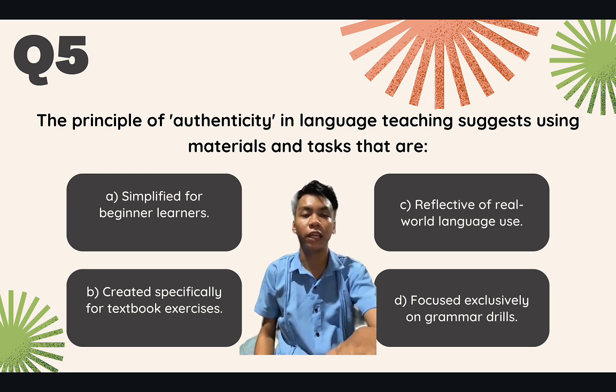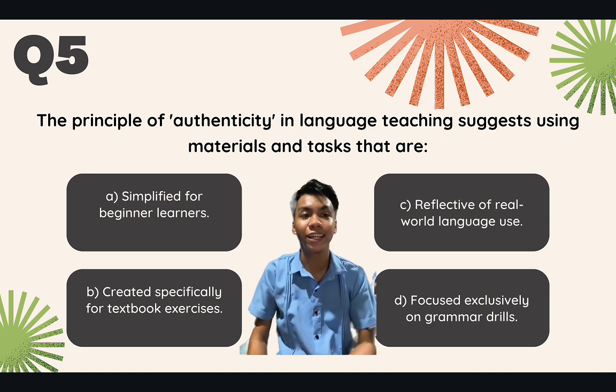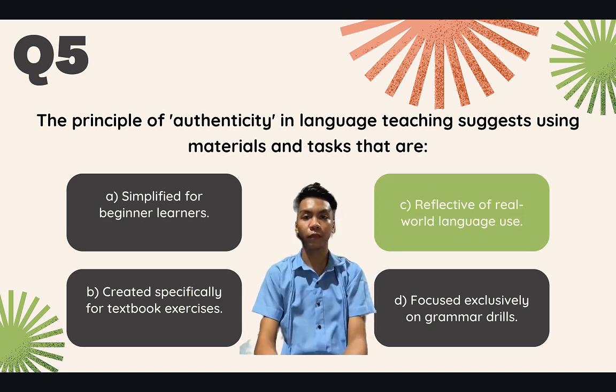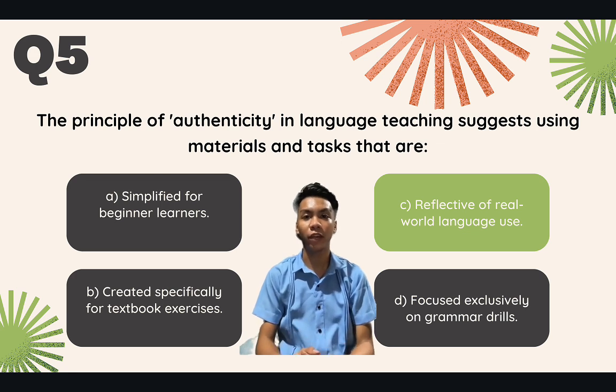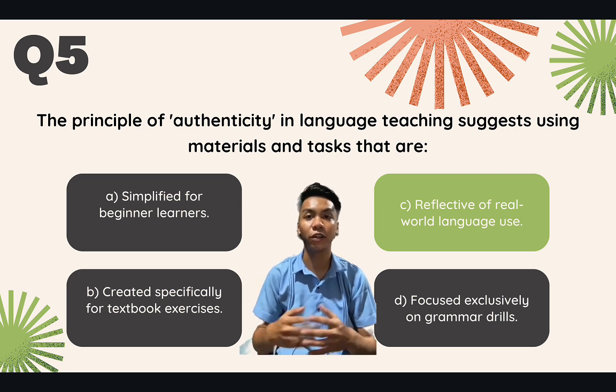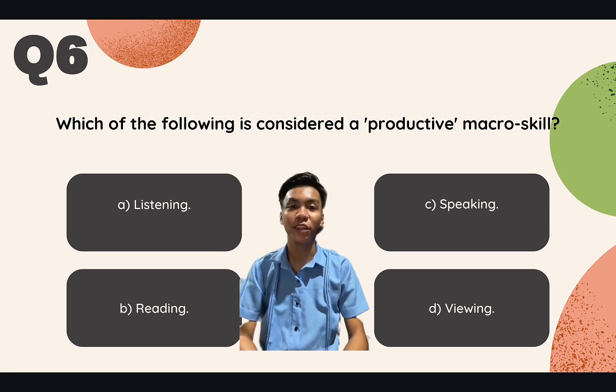Time's up. The correct answer is letter C, reflective of real-world language use. The principle of authenticity advocates for bringing real-life language into the classroom. This means using materials like genuine news articles, videos or conversations, and tasks that mirror how language is used naturally outside the classroom. Question number 6.